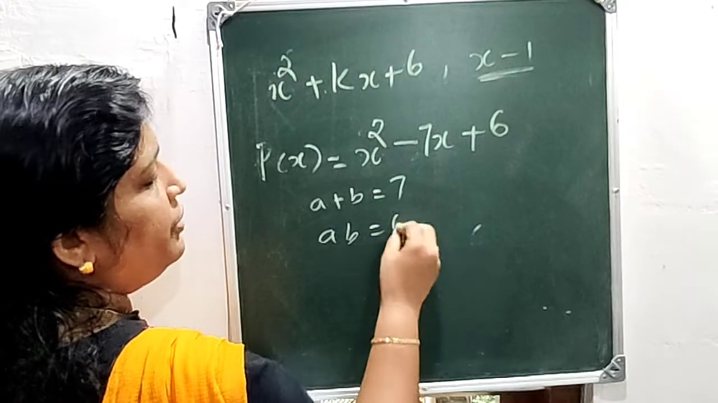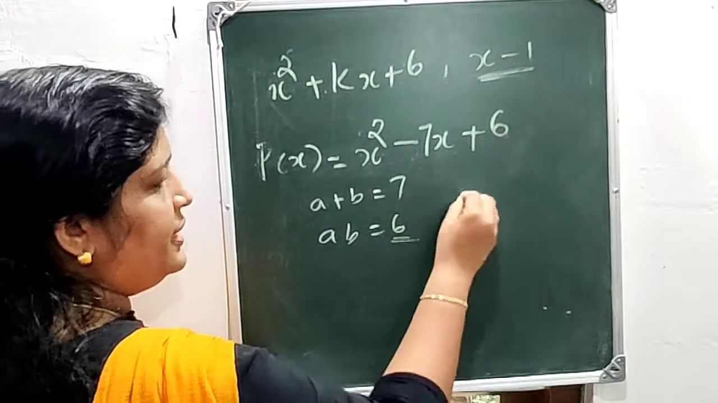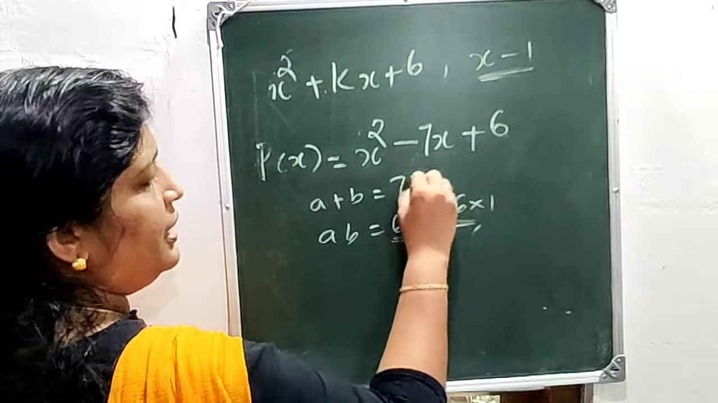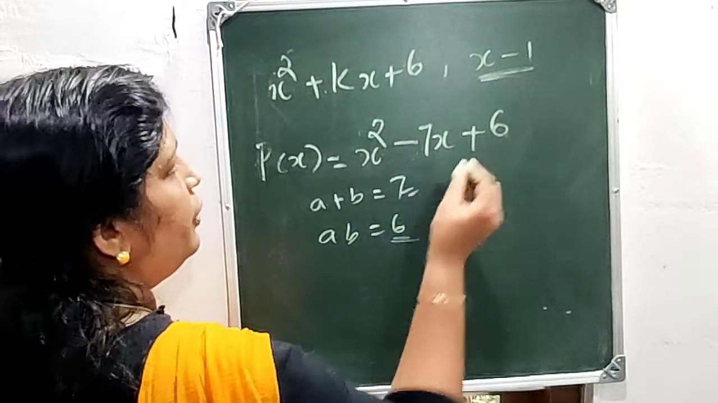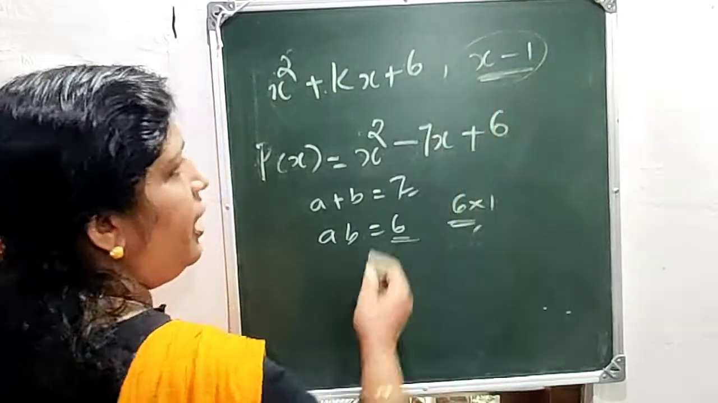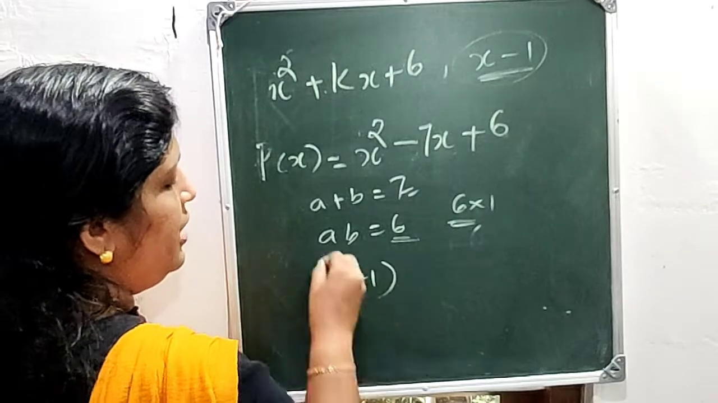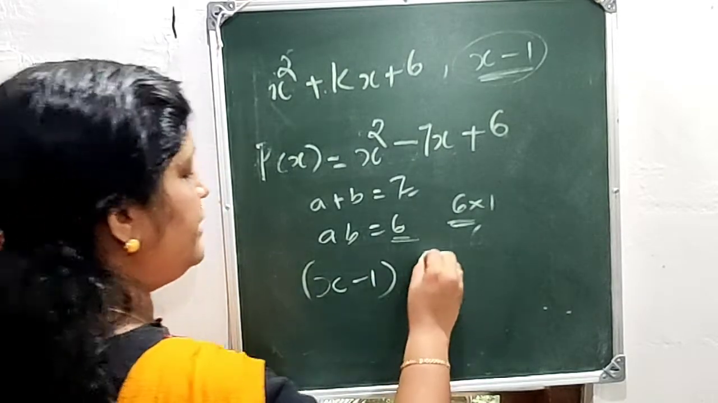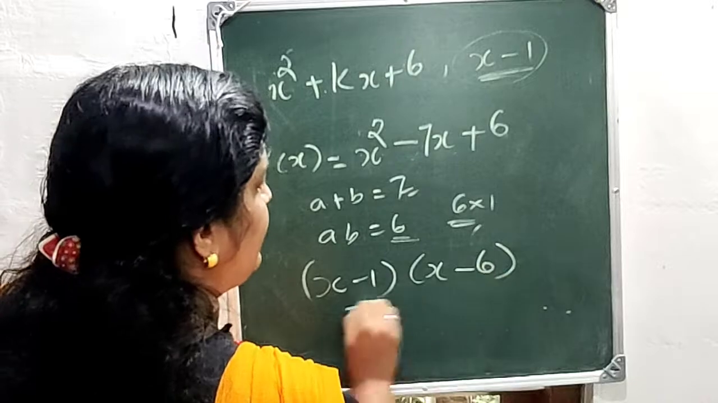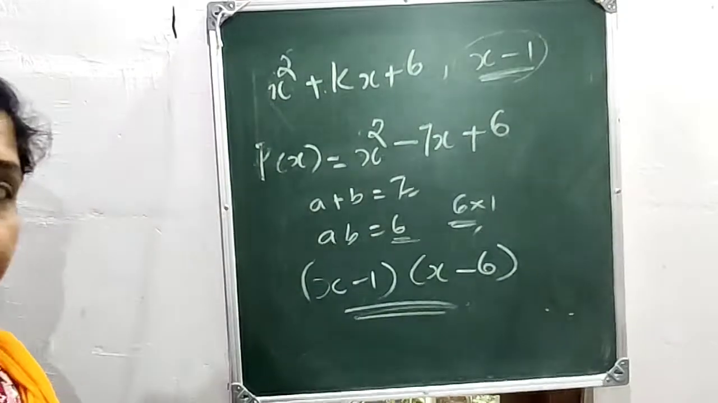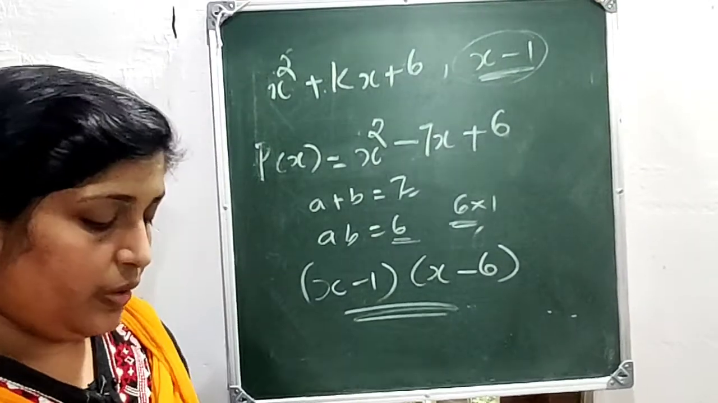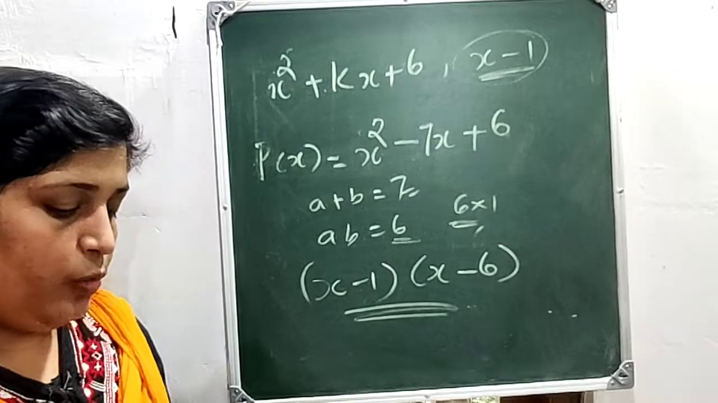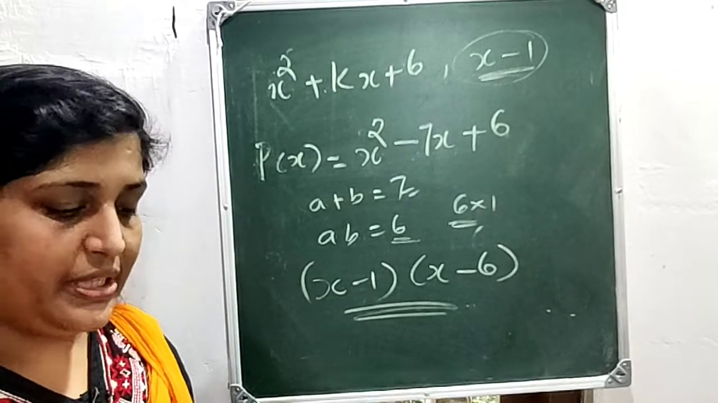Okay, product of which two numbers is equal to 6? That is 6 and 1. Their sum is equal to 7. Therefore, we already have x minus 1 as a factor. Then what will be the second factor? Yes, x minus 6 is the second factor. Clear?